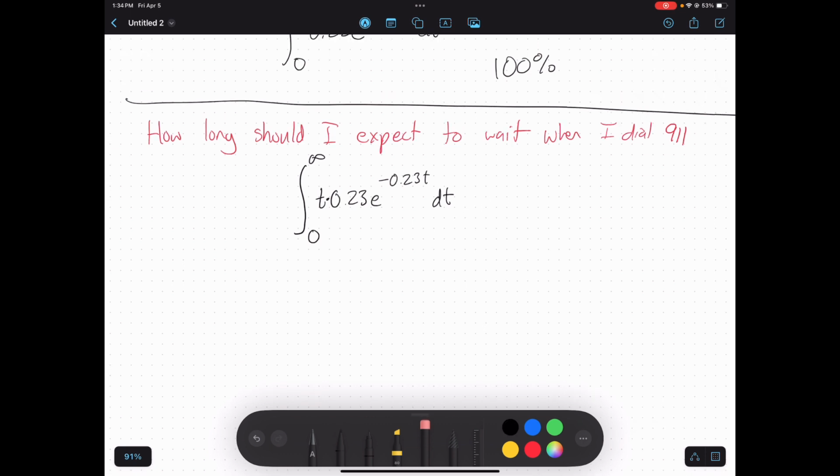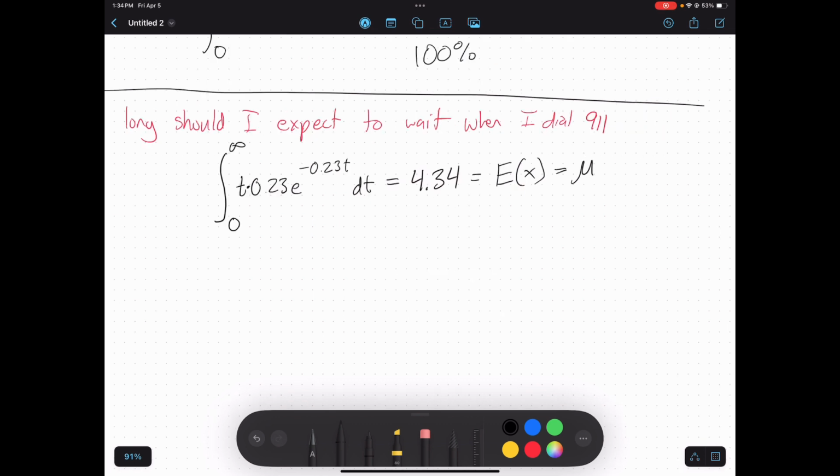And when I do that, I get about 4.34. So this is what's considered my expected value. We write it capital E of x. What does that mean? That means if I call 911, I should expect to wait a little over 4 seconds. And it turns out this ends up being my average wait time. So expected value and average are the same.